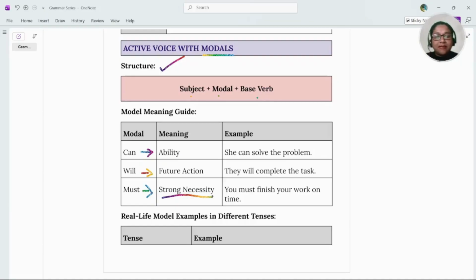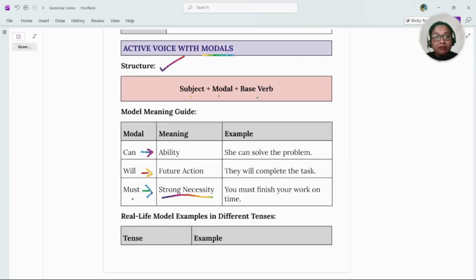Let's look at some examples in relation with the modal. Just look at the modal and the example. Forget about the meaning here because I just spoke about it. Now, can, if I use can in a sentence, it sounds like this: she can solve the problem. What do I mean by she can solve the problem? It is directly related to her ability. Correct? Second, will. If I say they will complete the task, it is not yet completed. They will. Future reference, right? Again, I'm sounding really polite.